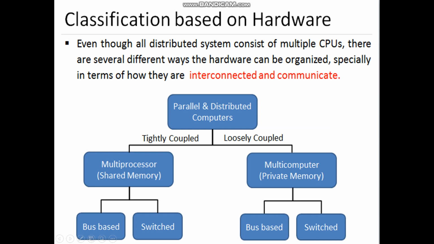All distributed systems consist of multiple CPUs, and we'll see how these multiple CPUs are interconnected and communicate with each other. The distributed computers are classified as tightly coupled and loosely coupled. The tightly coupled systems are multiprocessors with common shared memory. These multiprocessors are classified as bus-based multiprocessors and switched multiprocessors.